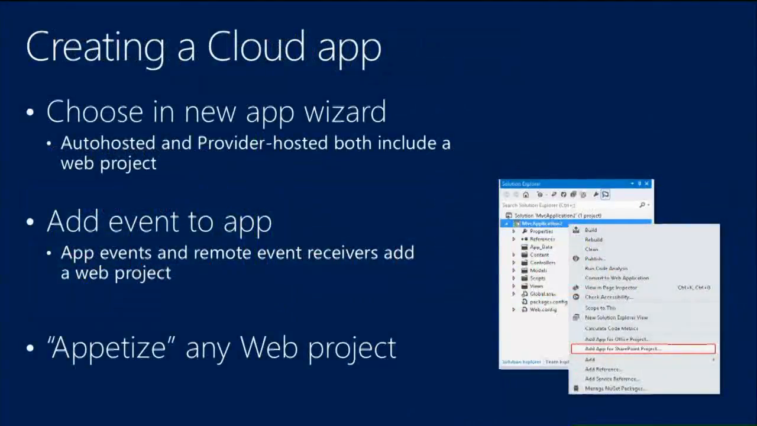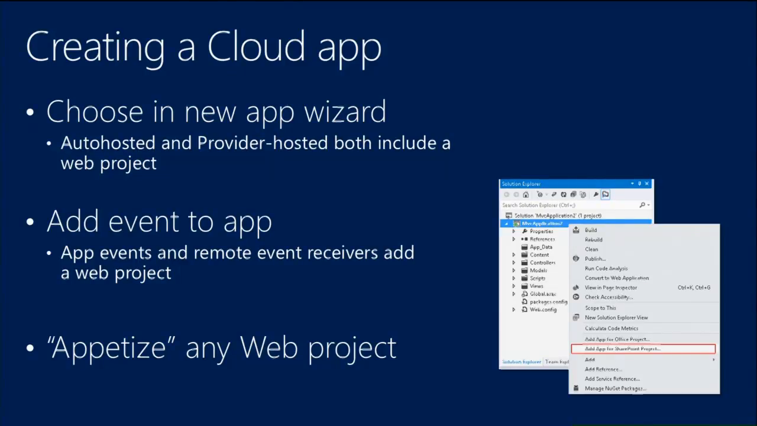There are 3 ways in our tools to create cloud apps. The first and the most obvious way is through the new application wizard. So when you create that new app, there's that drop-down that you can choose. However, if you decide later that you need that custom server code, there are 2 ways to get that. One, you can add an app event, either a remote event receiver or an app event, to the project. When you do that, we will automatically, inside of Visual Studio, generate that web project for you. The other way is what I call appetizing a web project.